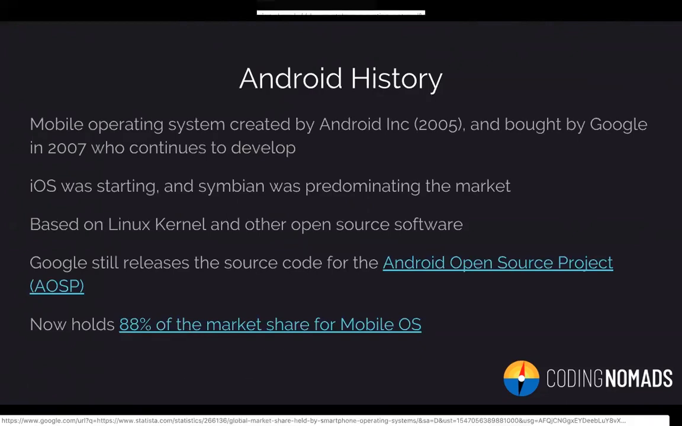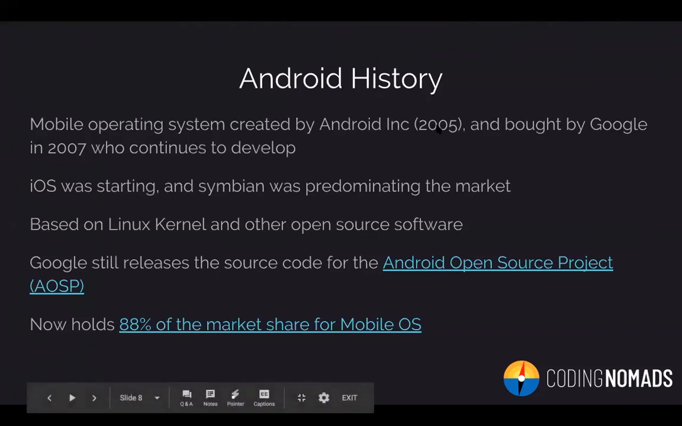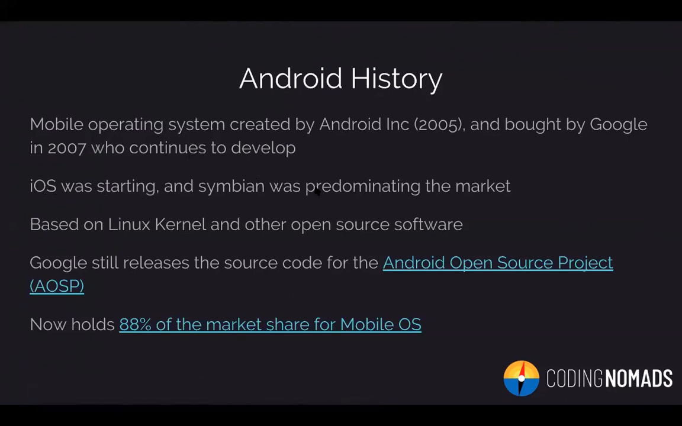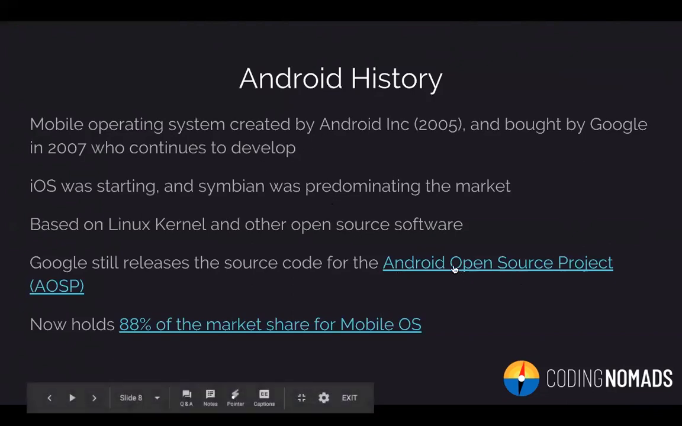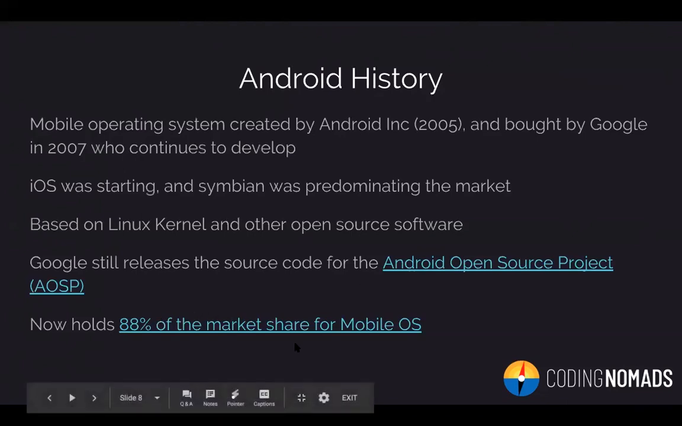Android is a mobile operating system created by Android Inc. in 2005, and then it was bought by Google, which still develops it. At that time, iOS was just starting, and Symbian was the main operating system for mobiles. Android is based on the Linux kernel, and it has other open source software. Google still releases the source code of Android after improving it. You can download it in Android's open source project. I will share the slides later, so you can click on the links then. As I said before, Android holds 88% of the market of mobile operating systems.